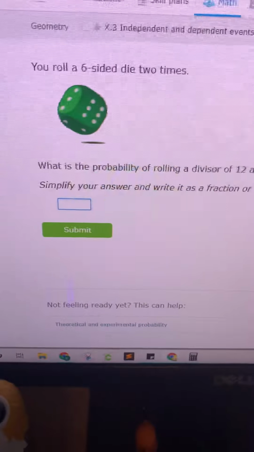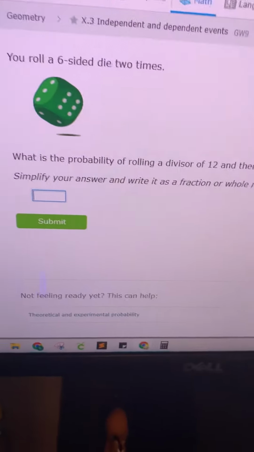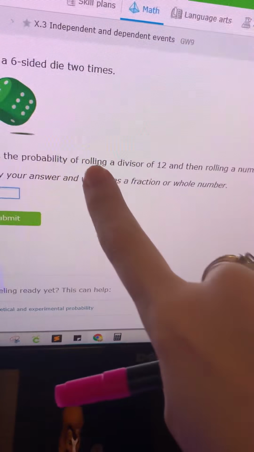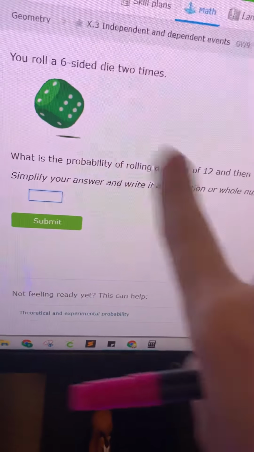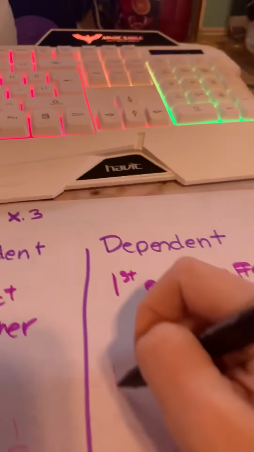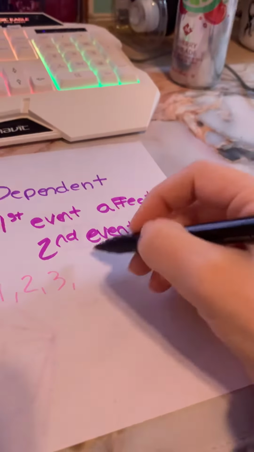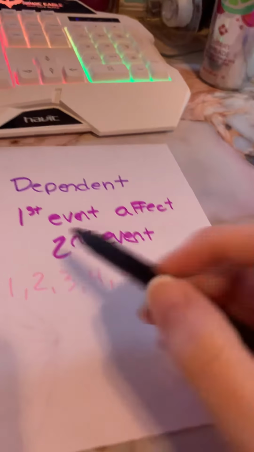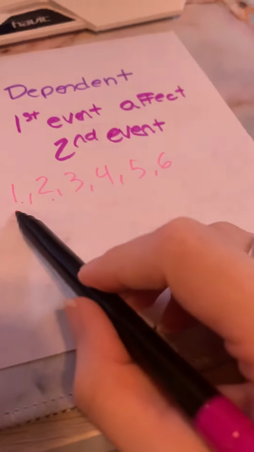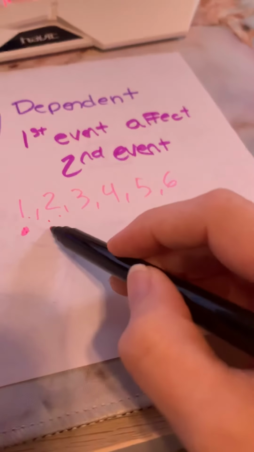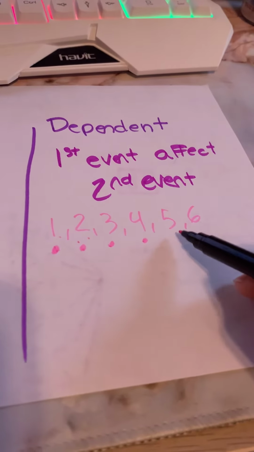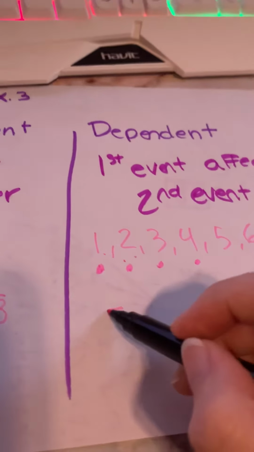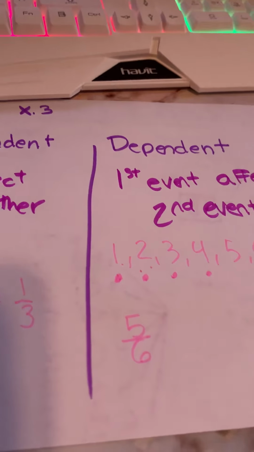This one says you roll a 6-sided dice 2 times. What's the probability of rolling a divisor of 12? Which means it can go into 12 evenly. So our options are 1, 2, 3, 4, 5, 6. How many of these can go into 12 evenly? 1 would work, 2 would work, 3 would work, 4 would work. 5 can't go into 12, but 6 can. So 5 of the 6 numbers are a divisor of 12.